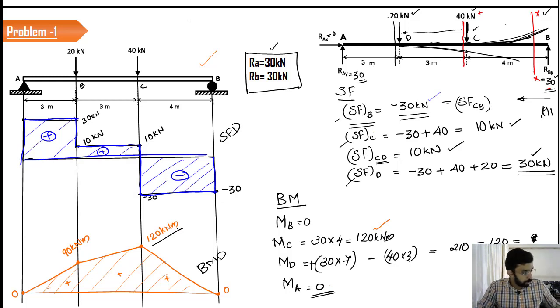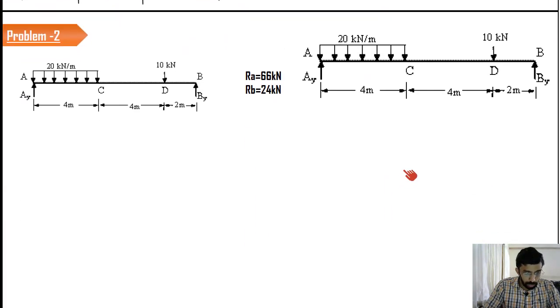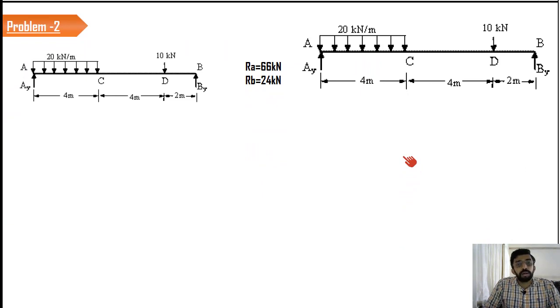Now this is a very fundamental question which consists only of point loads. Now we will use the same methodology to solve one more question, with a UDL, a uniformly distributed load. Okay, let us solve this question also.